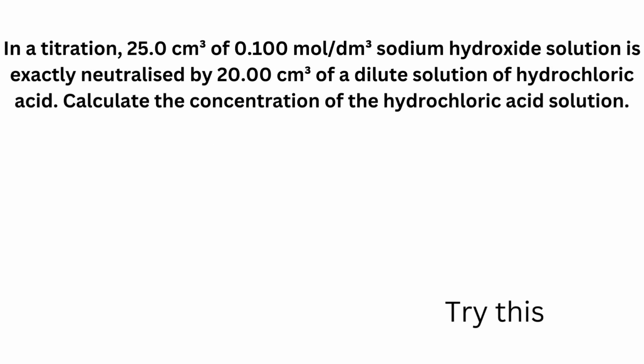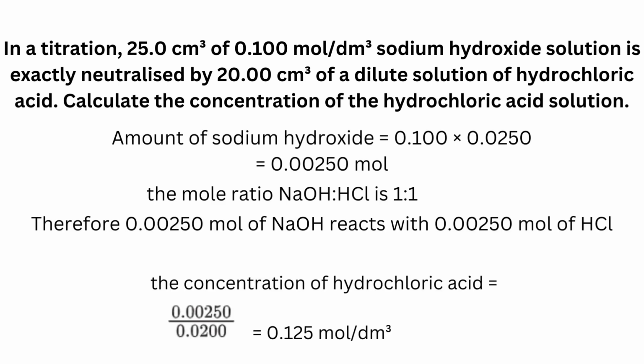Next example. In a titration, 25 cm³ of 0.1 mol/dm³ sodium hydroxide solution is exactly neutralized by 20 cm³ of a dilute solution of hydrochloric acid. Calculate the concentration of the hydrochloric acid solution. Please try this question. The answer is 0.125 mol/dm³.